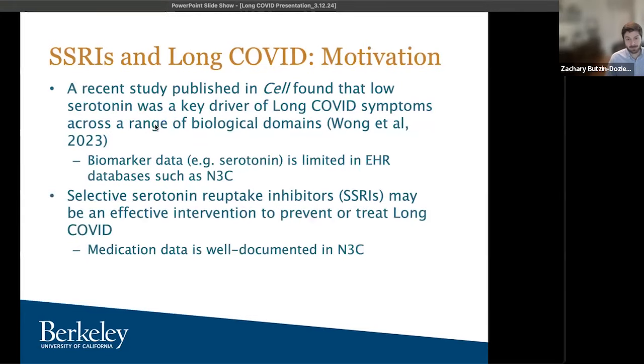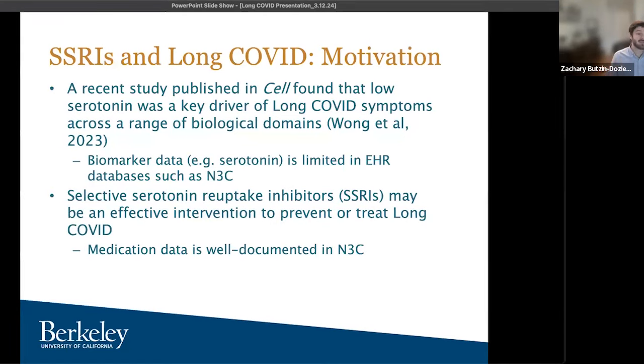So the motivation for this article was that in October 2023, there was an excellent article published in Cell that has gotten a lot of traction in literature and media, that argued that low serotonin was a key driver of nearly all long COVID symptoms. They found this in both human and animal models. I'll get a little bit more into the biology of this in a couple slides. So a nice thing for us, because there have been multiple biomarkers that have been implicated as relevant for long COVID, but biomarker data, as I mentioned, in EHR or electronic health record databases like N3C is pretty limited.